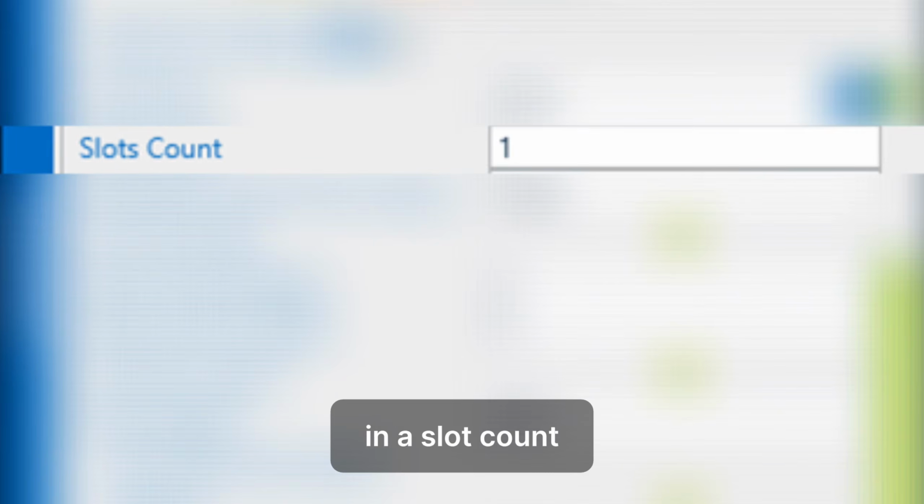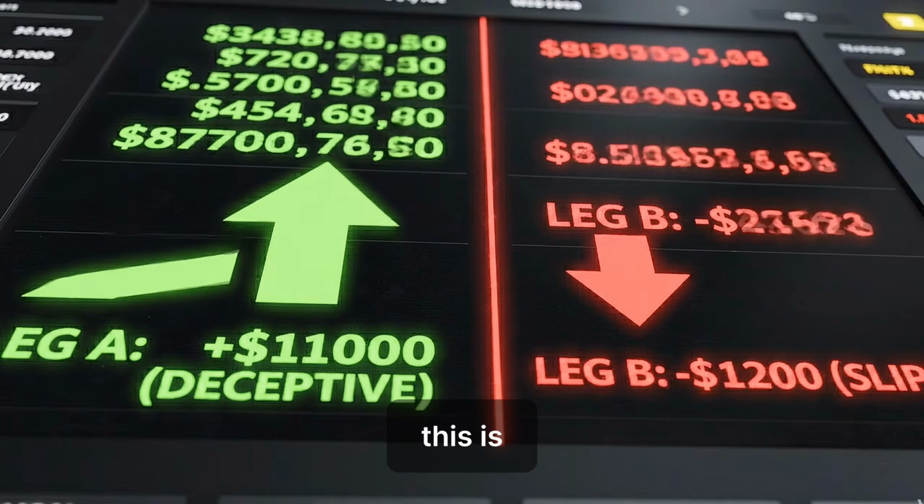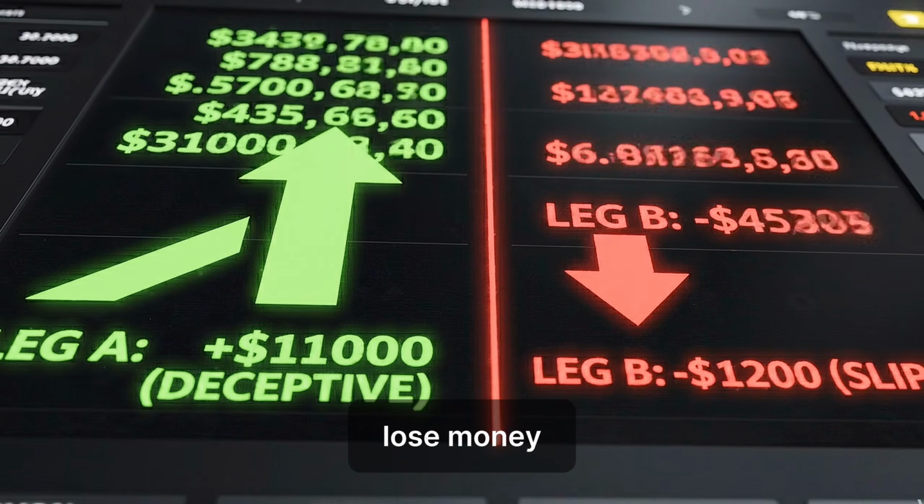In slot count, set this to 1. We want to master one single trade every cycle before we start opening grids. Discipline first. This is where beginners lose money.